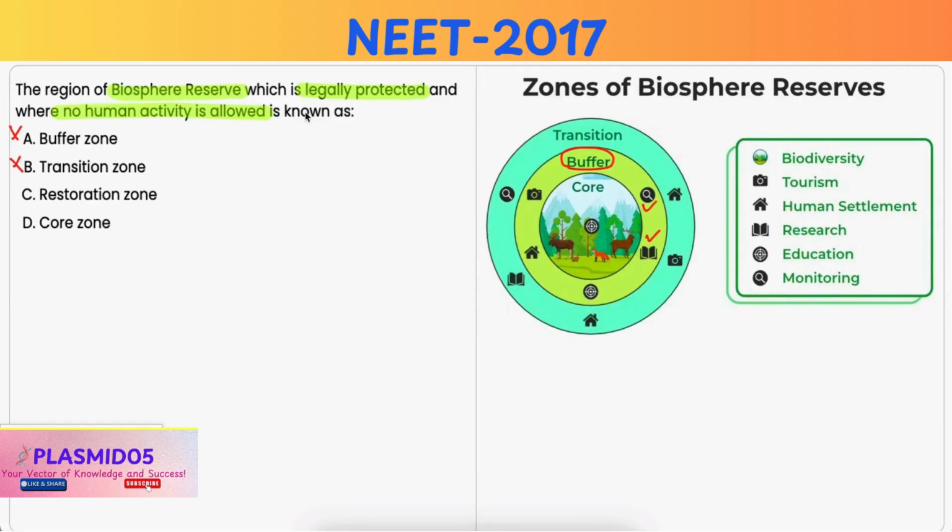It is also incorrect. The transition zone, which is the outermost area of the biosphere reserve, consists of human settlements and sustainable economic activities such as agriculture and forestry. Option C, restoration zone. It is also incorrect because this term does not refer to a specific zone in a biosphere reserve. Option D, core zone. The core zone is the innermost and most protected area of the biosphere reserve, and it is legally protected, strictly monitored, and no human activity is allowed, to preserve its biodiversity and ecological integrity. Hence, it is the correct option.